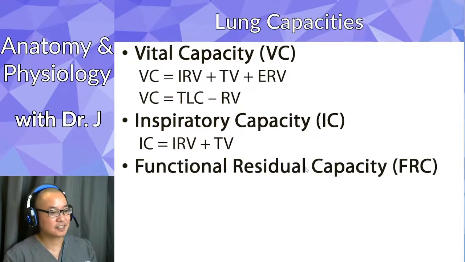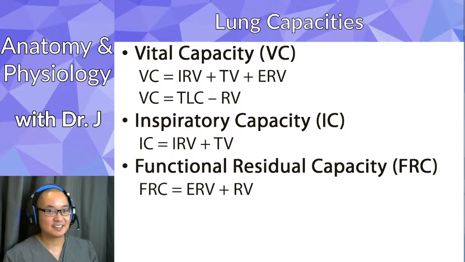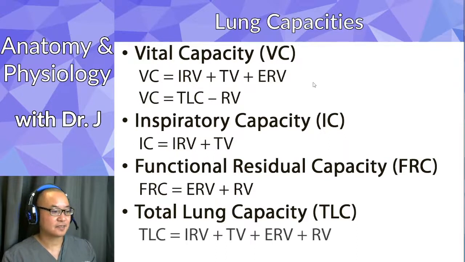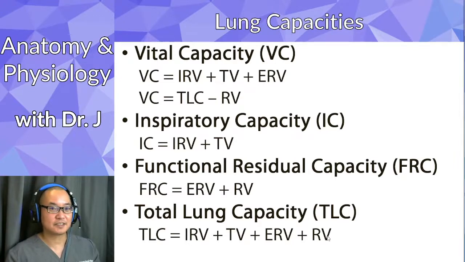And then functional residual capacity. It's not tidal volume, but what you actually take is residual volume plus expiratory reserve volume. And total lung capacity is the sum of all the lung volumes. All the lung volumes, and again, these do not overlap, but if you are able to add all of them together, you have your total lung capacity. Your total lung capacity is basically the maximum volume you can inhale, the maximum you can inflate your lungs.